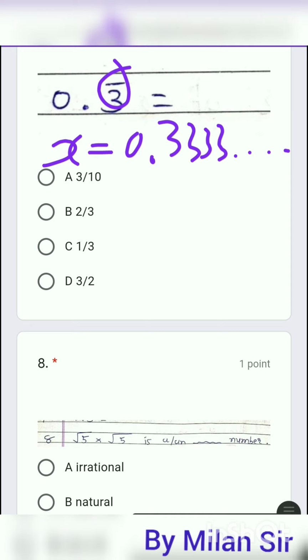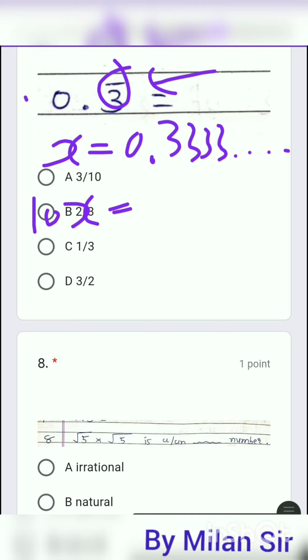Now our second step: the bar is given on one digit only, right? Here we have the bar sign on one digit only. If it is one digit, then we need to multiply this equation by 10. If two digits are given, then we need to multiply by 100. If three digits are given, multiply by 1000. If four digits are given, multiply by 10,000, right? But here we have only one repeating digit, so we need to multiply by 10.